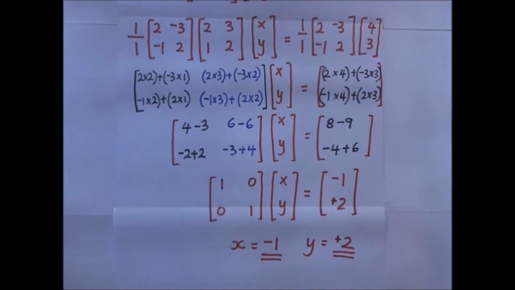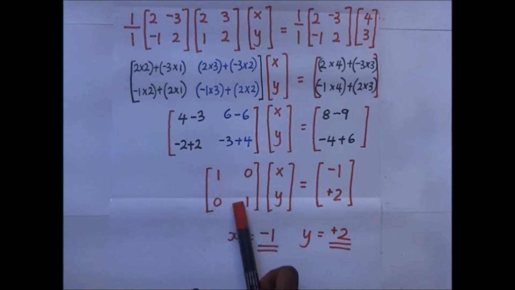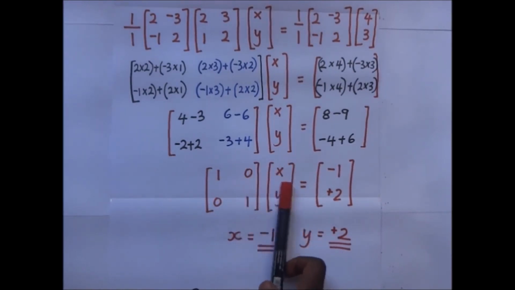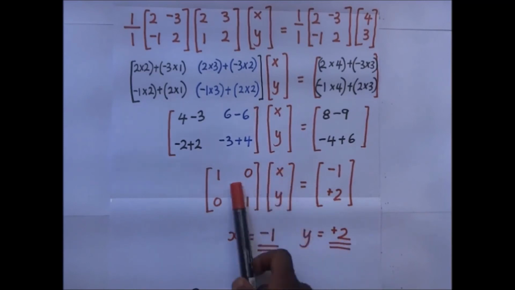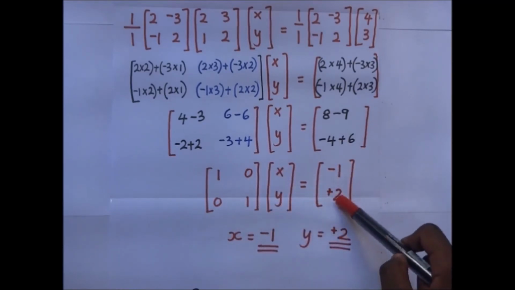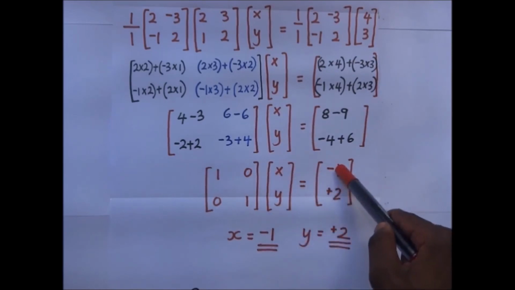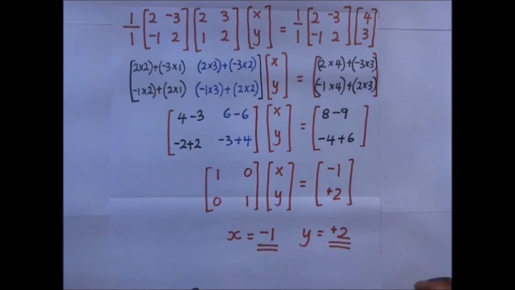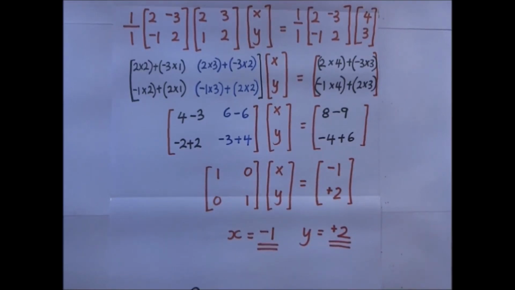So now, of course, when we multiply an identity matrix by any matrix, this gives us the same. This times xy gives us xy is equal to negative 1, 2. So it means our value of x is negative 1 and our value of y is positive 2. And so this is how we solve a simultaneous equation using the matrix method. We will do one more example.